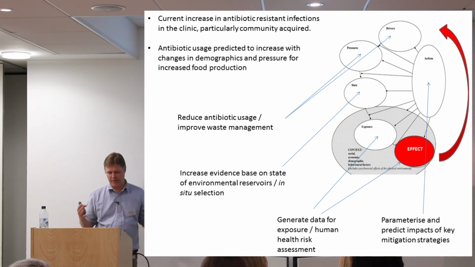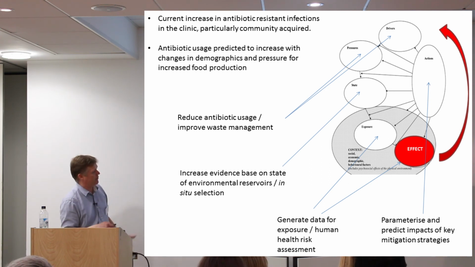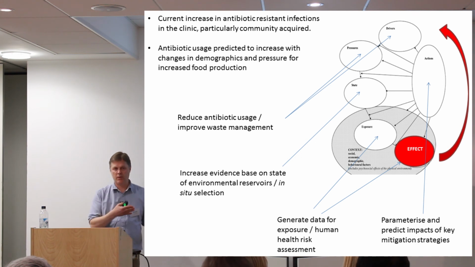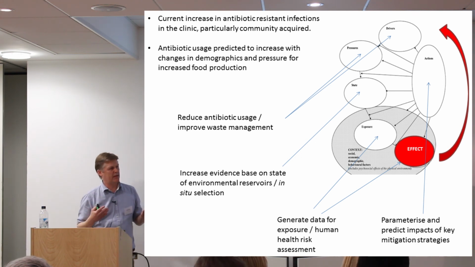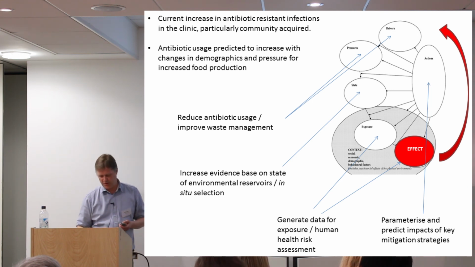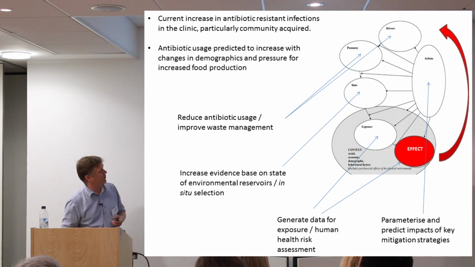And of course we need to parameterize and predict the impacts of our mitigation strategies that we hope to implement, because particularly in wastewater, I think it's been quoted as something like £30 billion to upgrade all secondary sewage works to tertiary, and the amount of power that would use would be huge. So we need to do this economic cost-benefit analysis as well in order to get action on some of these mitigation strategies.